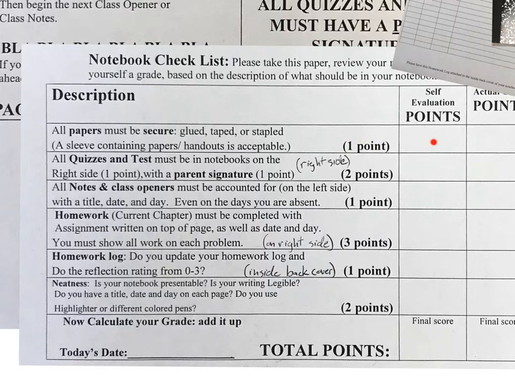And you give yourself a point if none of the papers fall out. Are all your quizzes and tests in there? If they are, you get 1 point for having your quizzes and tests. And you get another point if you have them signed by your parent. And of course, this goes on the right side.